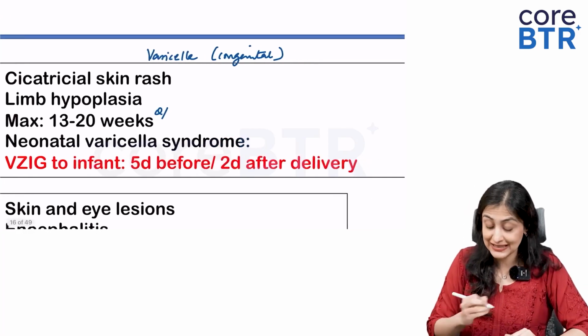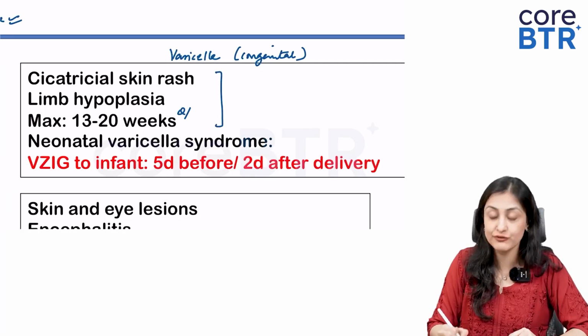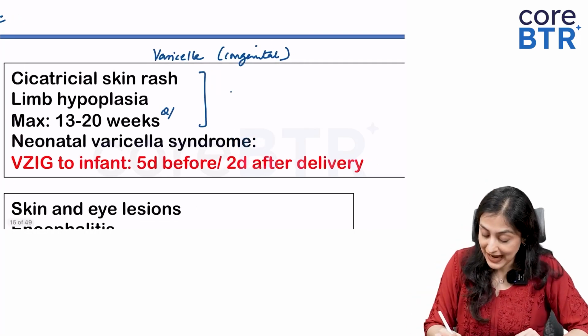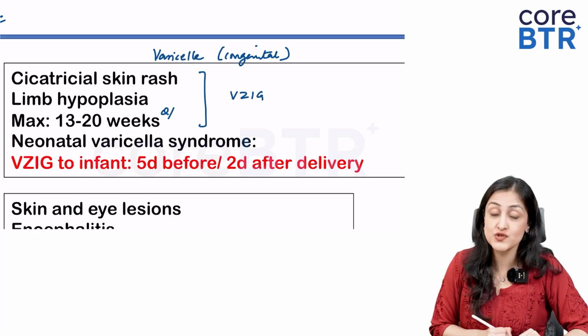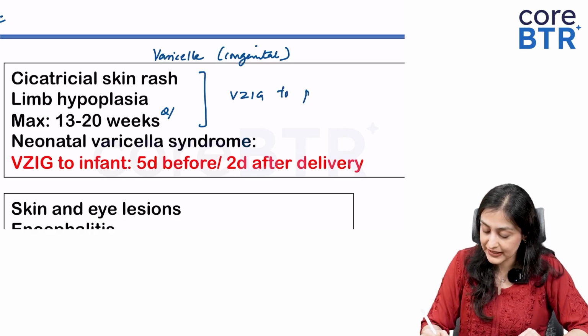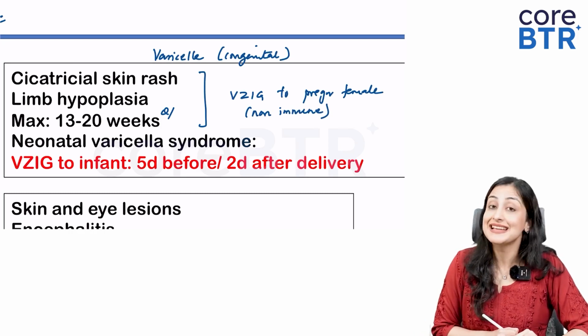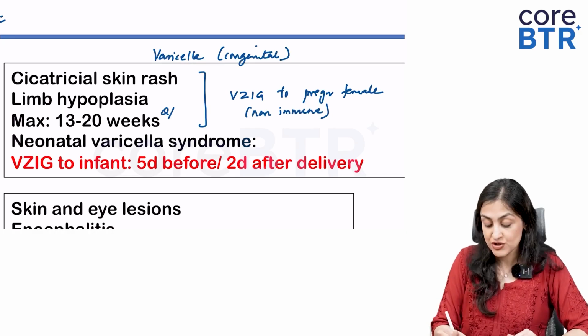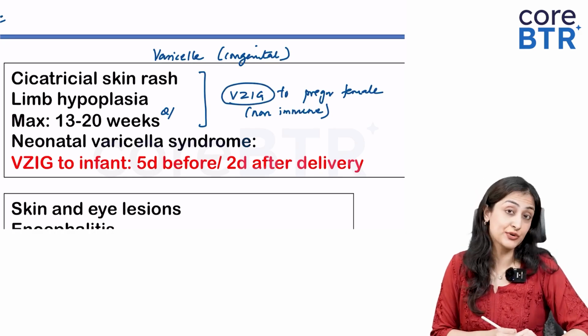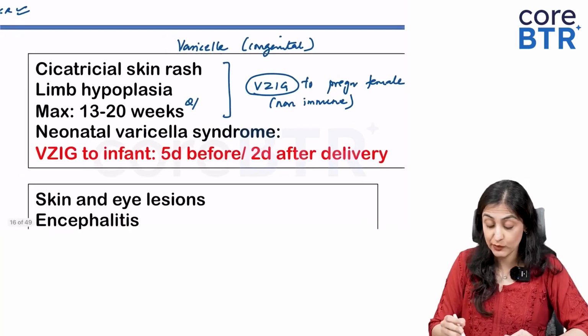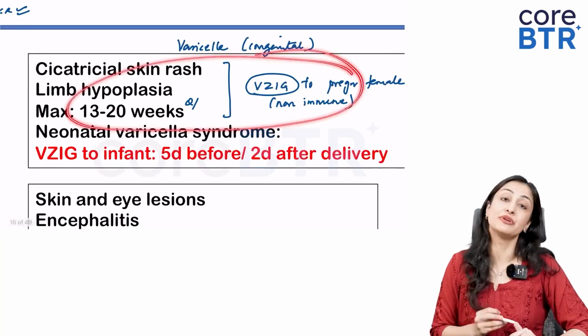So do you agree, in this scenario, what do I have to do? In this scenario, I need to give varicella zoster immunoglobulin to a pregnant female who is non-immune. Very, very important. So if a non-immune pregnant female gets exposed to chickenpox, she becomes high risk and I have to give varicella zoster immunoglobulin, and that will prevent this.